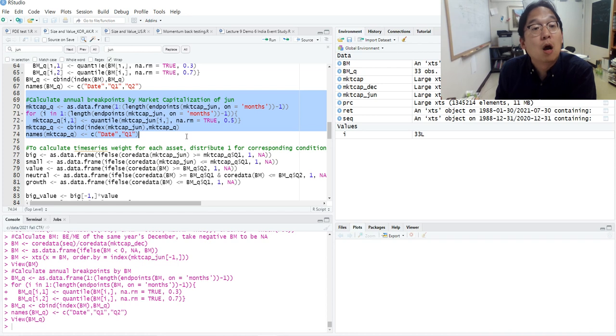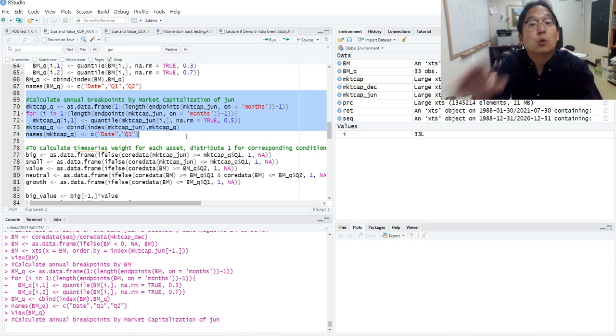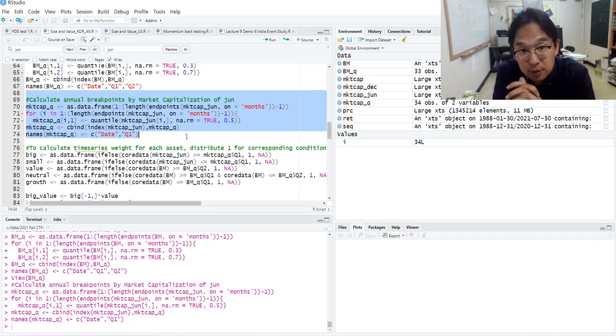That's the book to market ratio. We're going to do that later, but before that, we are going to calculate the market cap of each and every company as of June. The size-based sorting has to be done, and this size comes from your market cap. It's the same market cap, but a different time point. The size is as of June. And then the median split has to be there.